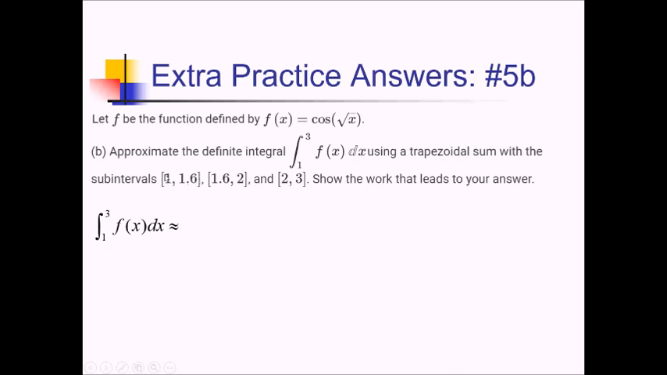The height takes the place of the rectangle base. It's a height of 0.6. Plus, for this next one, I've got f of 1.6 plus f of 2 all over 2 times, now we have a height of 0.4. And for this last one, our height's going to be 1 this time around. We have f of 2 plus f of 3 all over 2.